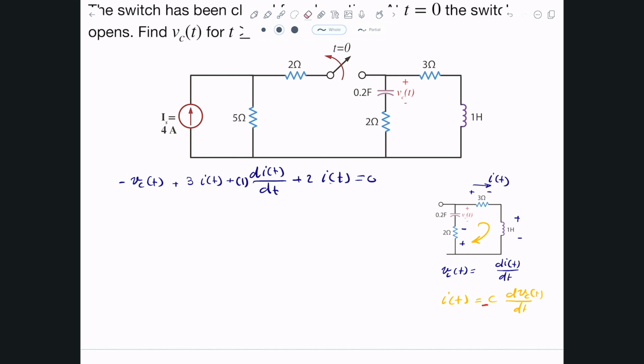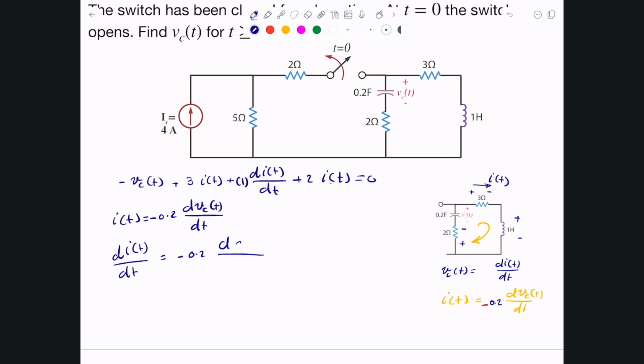The C value is simply 0.2, so I'll write it in here. The I of t from a capacitor perspective is simply negative 0.2 times dVc divided by dt. So I of t is negative 0.2 dVc of t divided by dt. That's good because we can substitute it in here. But the equation also has the first derivative of I of t, so I'm going to take the first derivative of that. The first derivative of I of t divided by dt is simply negative 0.2 times the second derivative of Vc of t.